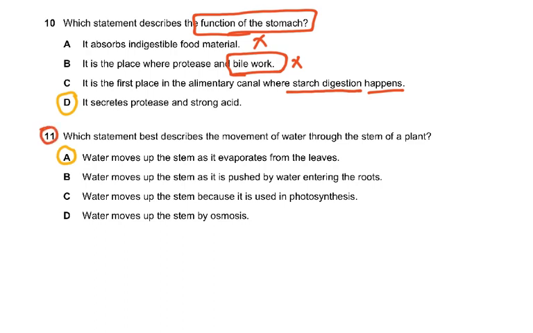Then question 11. Which statement best describes the movement of water through the stem of a plant?